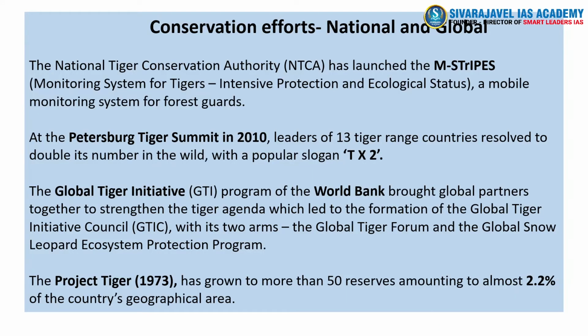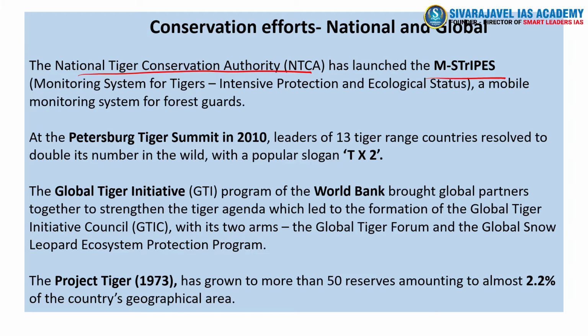So some of the conservation efforts for tigers globally and nationally. At the national level, we have the National Tiger Conservation Authority, or simply the NTCA, and it has launched M-Stripes, which stands for Monitoring System for Tigers, Intensive Protection and Ecological Status. Simply a mobile monitoring system for the forest guards to count the tigers, how many tigers are there and what are they doing, just to have a count on the tigers. That's it. This is called M-Stripes, mobile stripes.